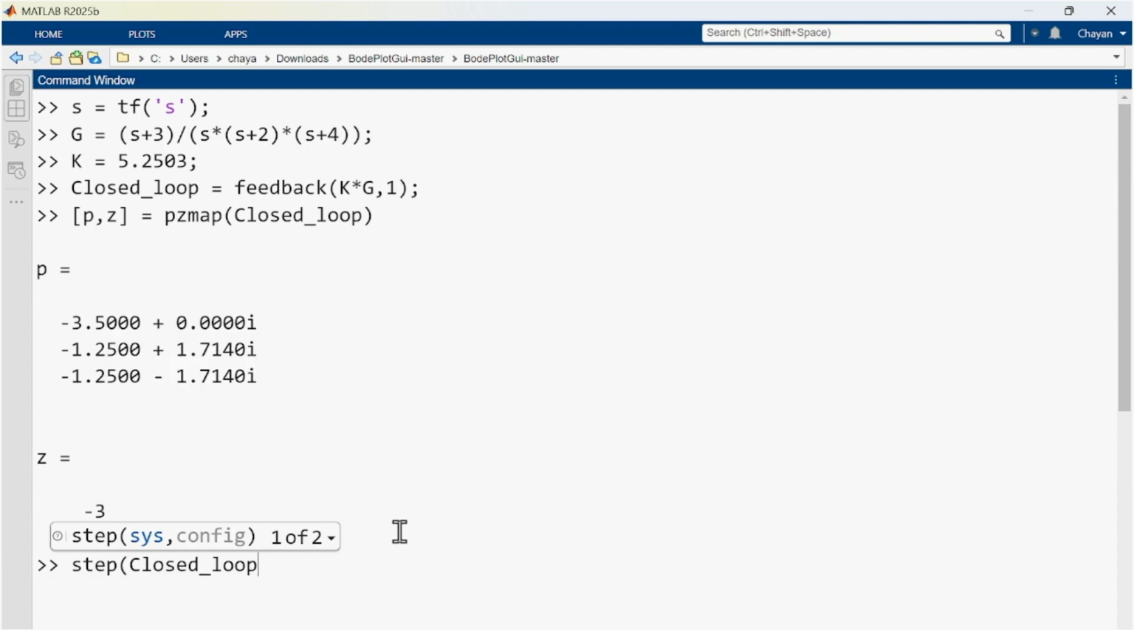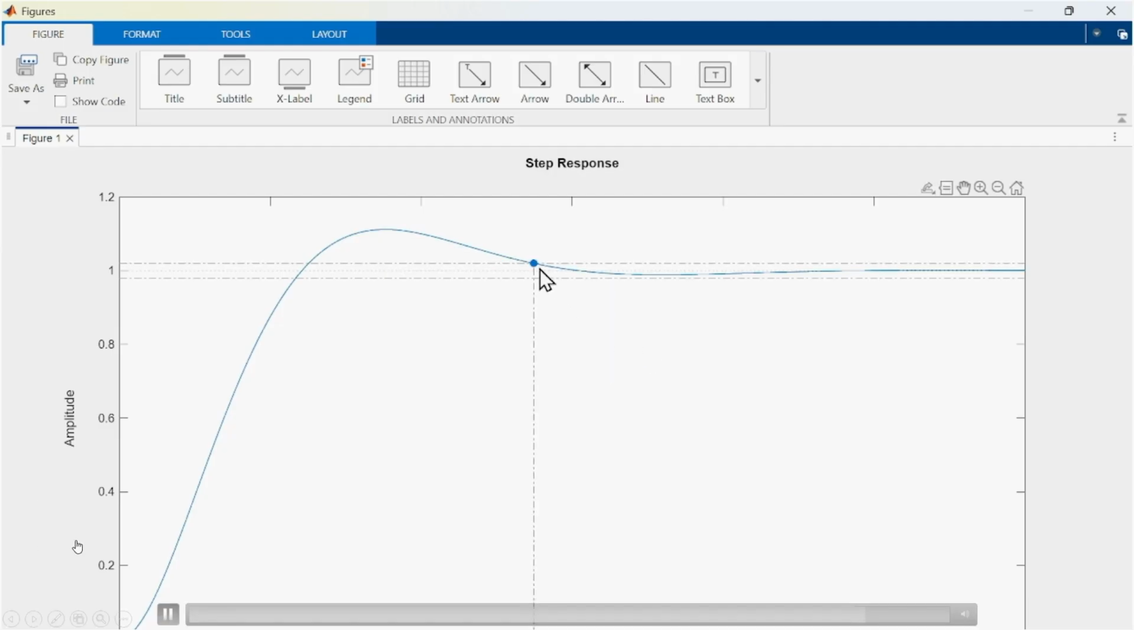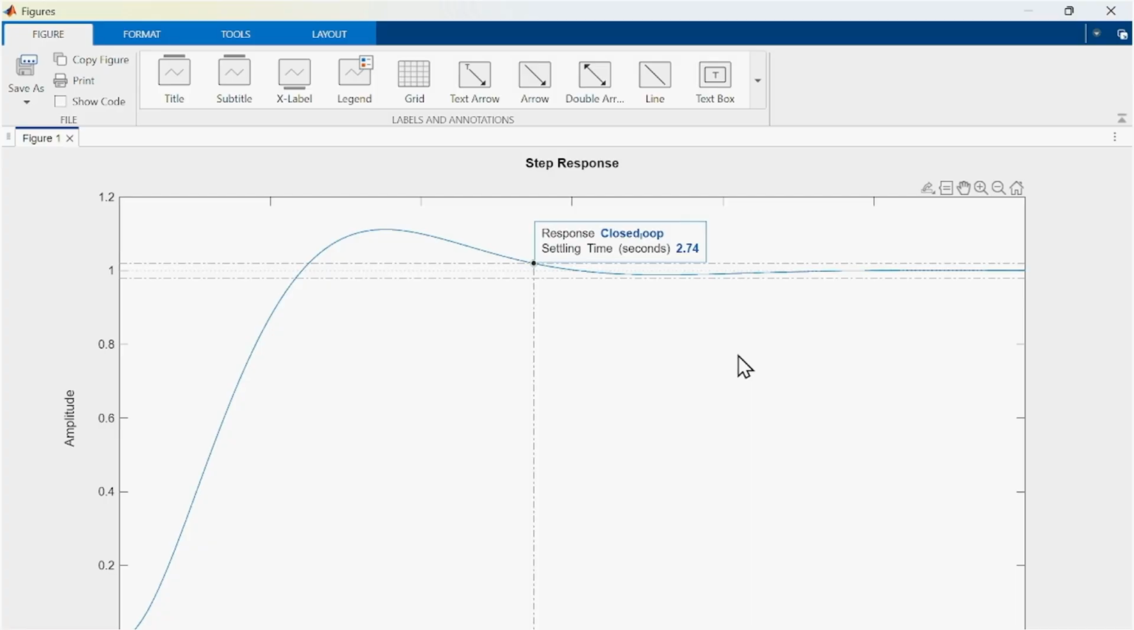If you find the closed loop step response, this is the response. Again you can go to the settling time and look at it. The settling time is 2.74. This is not what we wanted. Why is this happening? Because you have the zero's influence, which is at minus 3, and the third pole is also influencing because it is at minus 3 point something. So, this was not at all 10 times away from the dominant pole.